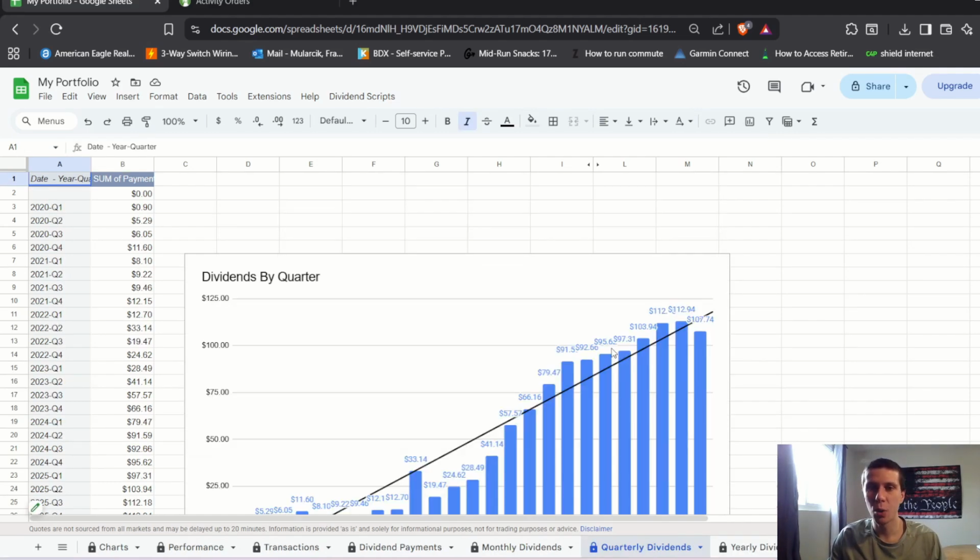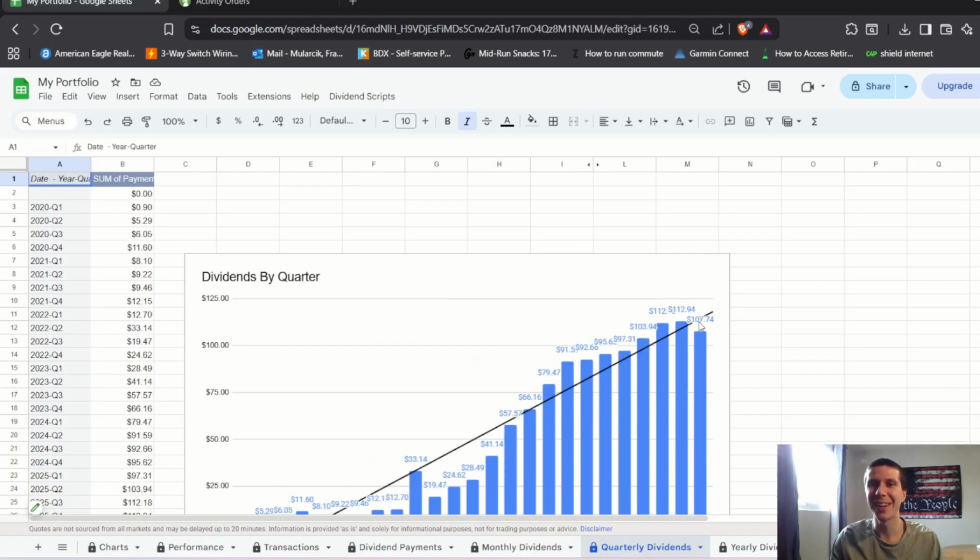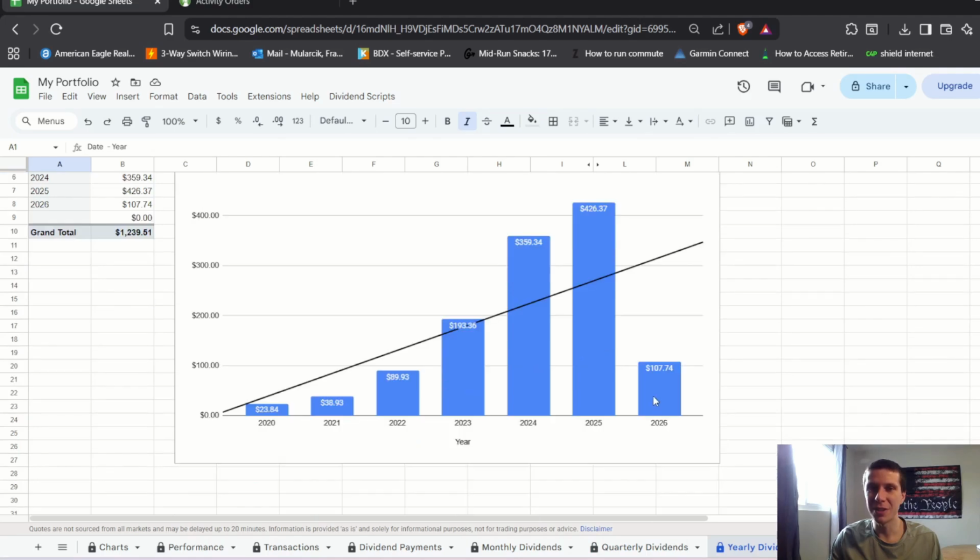If we look at quarterly dividends, $107 this quarter, which is actually a little bit disappointing, because if we look here, I think it's the first quarter in 4 years pretty much that the current quarter has been less than the previous quarter, but that's fine. We'll take it in stride and keep contributing to the portfolio, and hopefully that continues to go up. Then yearly dividends, obviously just $107 on the year so far.